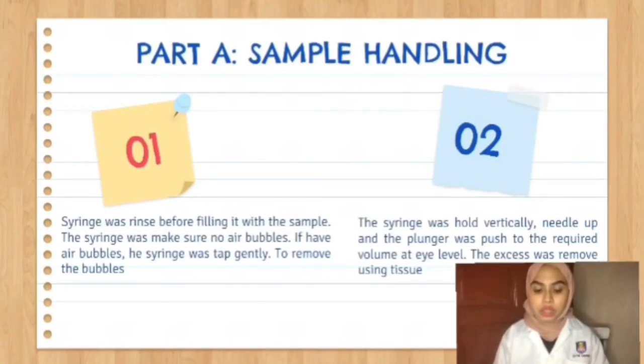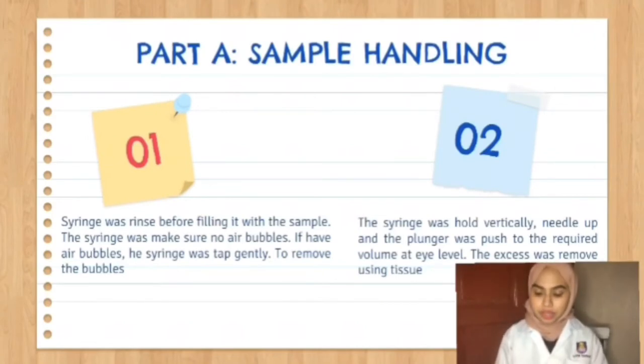Firstly, we need to rinse the syringe before filling with the sample. The syringe was checked to make sure there is no air bubble. If there are air bubbles, the syringe was tapped gently to remove the bubbles. The syringe was held vertically, needle up, and the plunger pushed to the required volume at eye level. The excess was removed using a tissue.